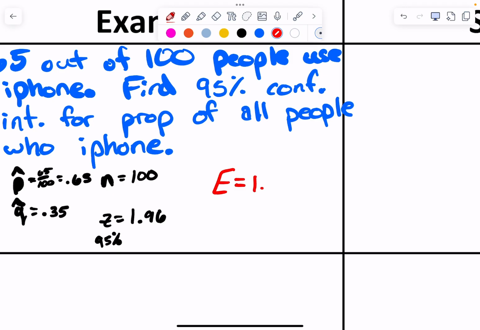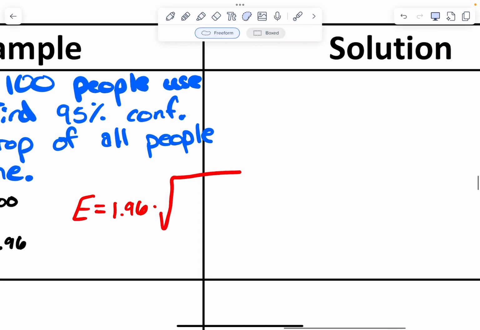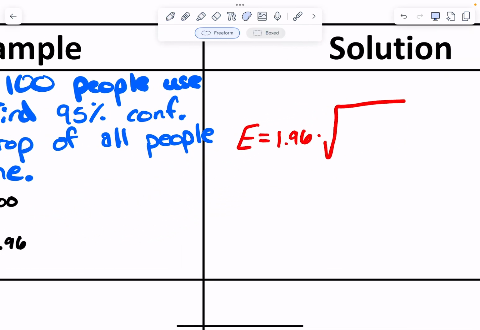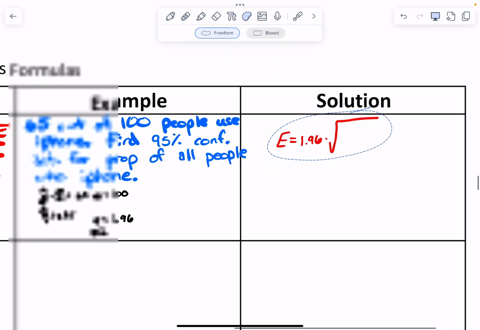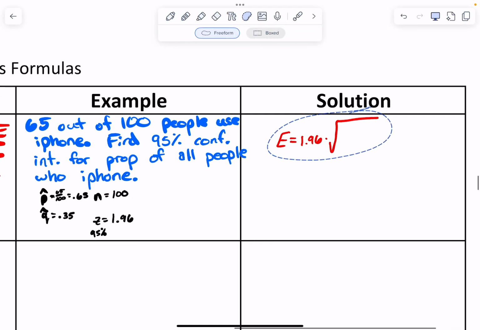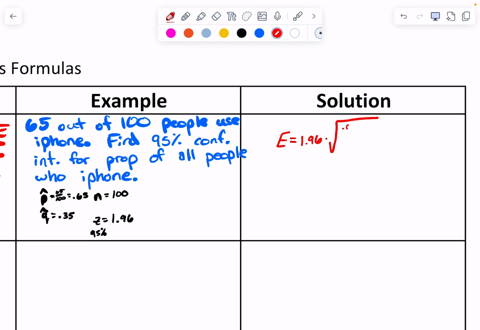Z is 1.96. Are we not using the other solution box? Yeah. Let's put this in the solution box. We have enough room. We don't need to put anything else in there, right? Okay. 1.96. I'm just putting it close to that because then I don't have to zoom in and out. All right. 1.96 times 0.65 times 0.35 over 100. I'll just do parentheses. Over 100.